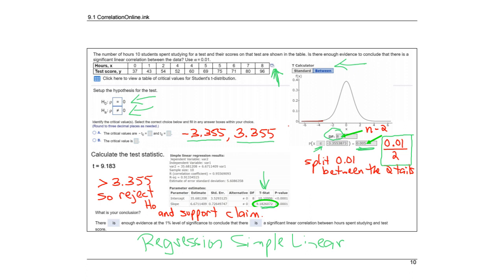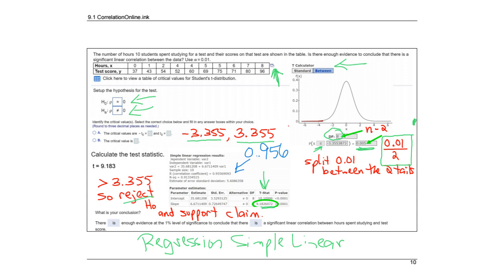But it's huge. Look at that. 9.183 is way over on the number line, like way over here somewhere. Definitely in the rejection region. So we are going to reject our null hypothesis that there is no significance and there's no correlation, and we're going to support the claim that there is correlation. And the whole reason we're doing that is look at that correlation coefficient. It is positive 0.956. That's almost 1. And so we can be pretty sure that that is a nice, strong correlation.